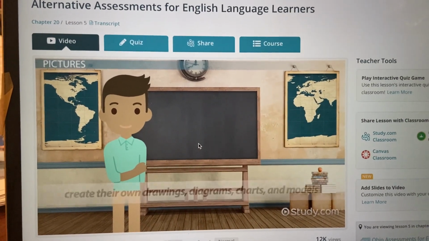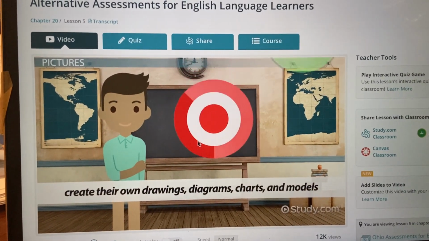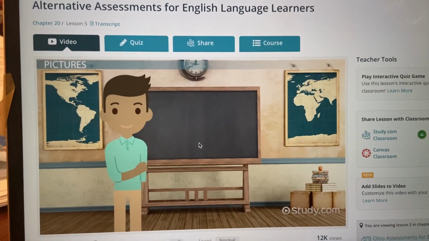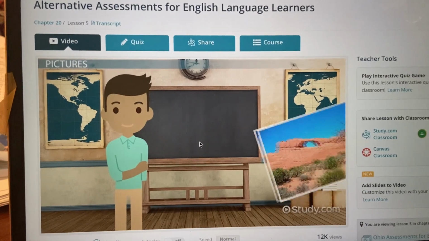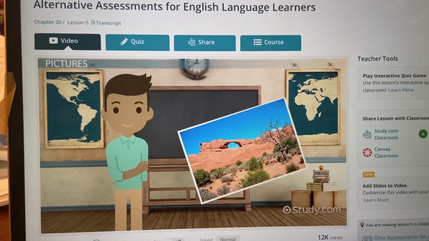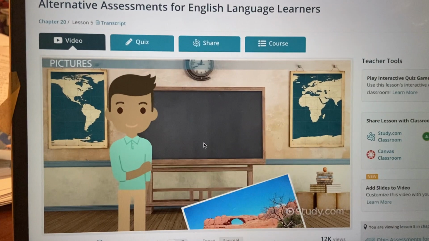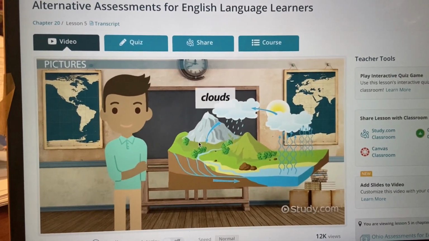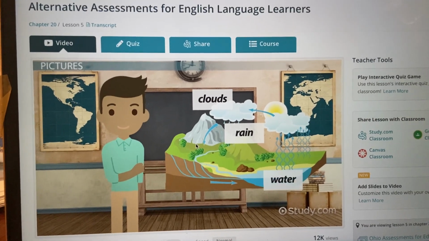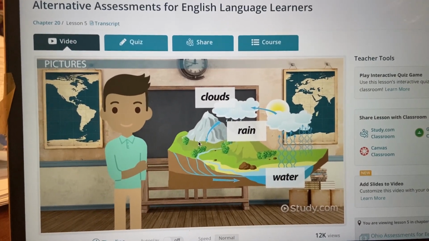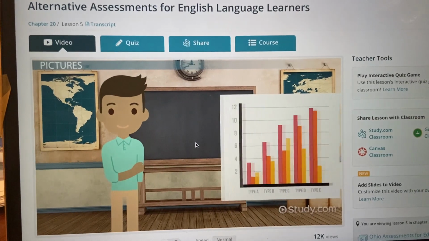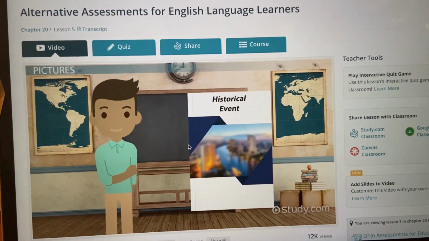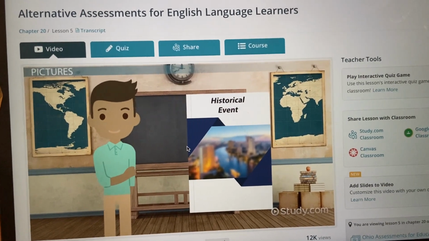You can also have students create their own drawings, diagrams, charts, and models to demonstrate knowledge of a topic. Here are some examples. Have students draw a picture representing the theme or main idea from a story. Have students draw a picture representing the water cycle or the process of photosynthesis. Provide them with vocabulary words that they can cut and paste to label the picture. Have students create a bar graph based on a class survey. Or have students create a poster or brochure about a historical event.